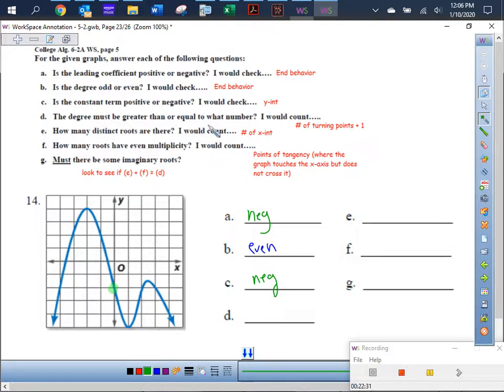Part D, the degree must be greater than or equal to what? So we need to look at the turning points and add 1. So count them up. There's 1, 2, 3 turning points. Add 1 and get 4. Awesome.